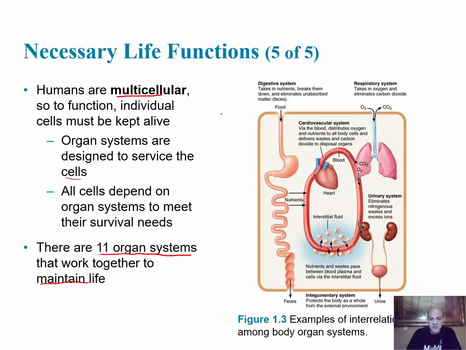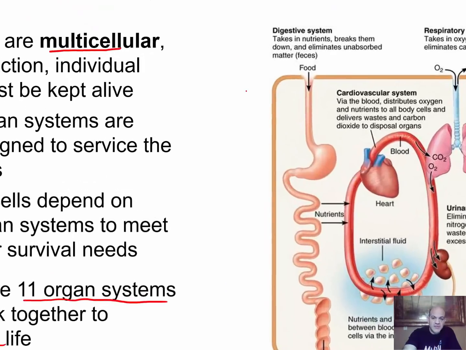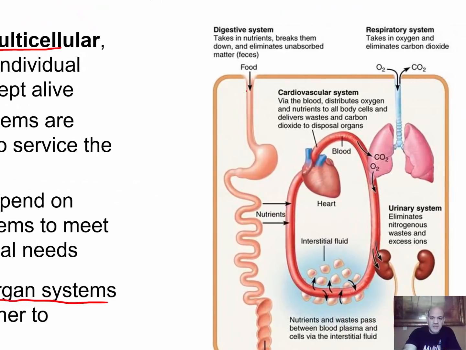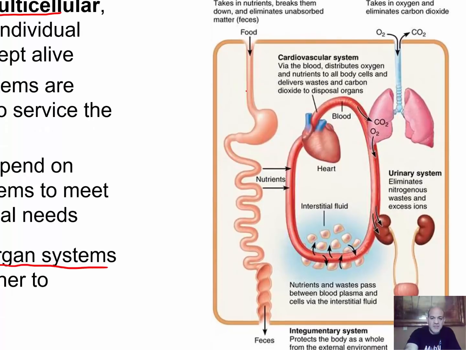And the diagram here on the right is a simplified diagram that's going to show some of the relationships between some of the organ systems that help keep all of your cells alive. So let's zoom in a little bit there. So there you have your digestive system represented, your cardiovascular, respiratory, urinary system, and integumentary system. It shows the relationships between them there.